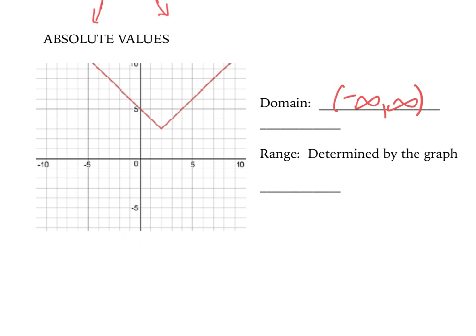3 to infinity. Good. Why do you have to use the bracket? Yeah, because it's also equal to 3. Okay? Because it's not an open dot there at the bottom of that. Remember? So we use the bracket instead. So this is 3 to infinity. Good. Questions on that? Anybody confused on domain or range? No? Okay.